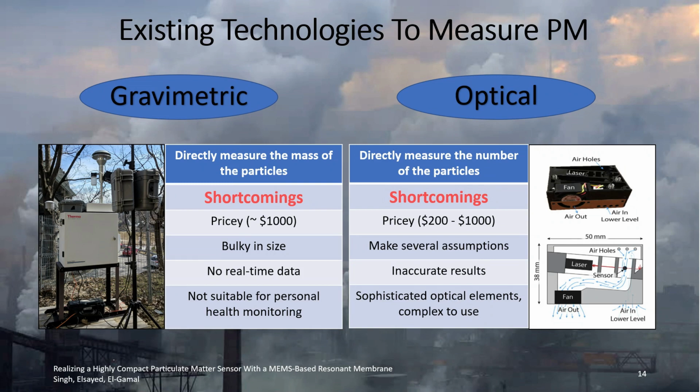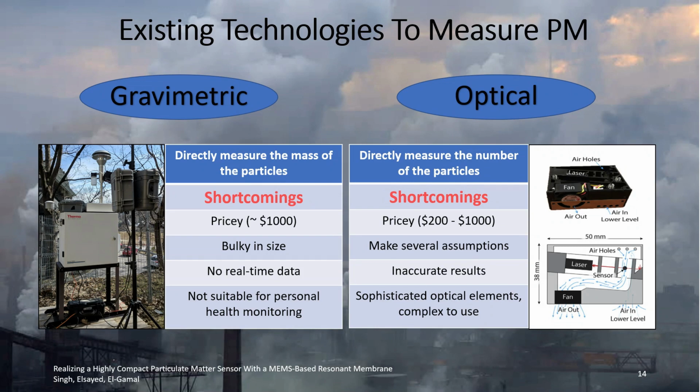But there are a few shortcomings to this method. These methods are very pricey. They run you into thousands of dollars and they're bulky in size. They don't provide real-time data because you have to collect the particles, take them to the lab, and then you know how much particulate matter is there. So they're not suitable for personal health monitoring because of the size and the price.